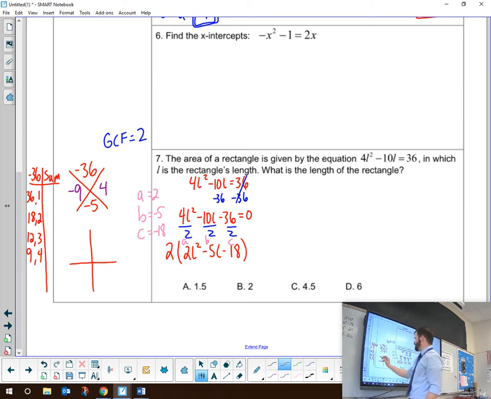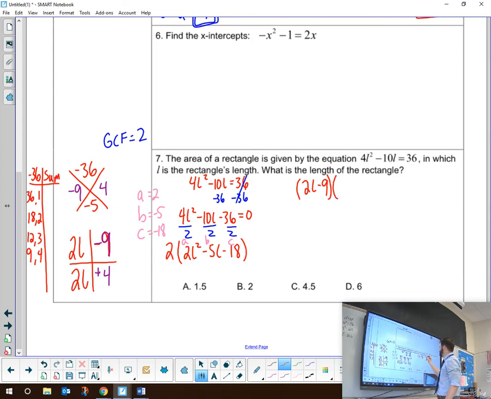So now we take my A, we go 2 times the length, 2 times the length. We have a negative 9 here. We have a positive 4 here. Then we reduce if we can, but here are my two factors. My first factor is 2L minus 9. My second factor is L plus 2. All of this still equals 0. And we cannot forget that I have a GCF out in front of 2.